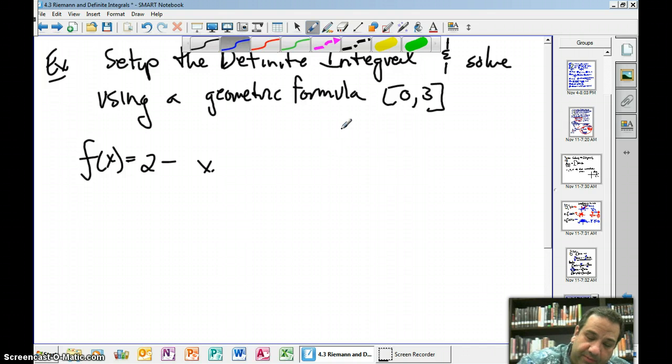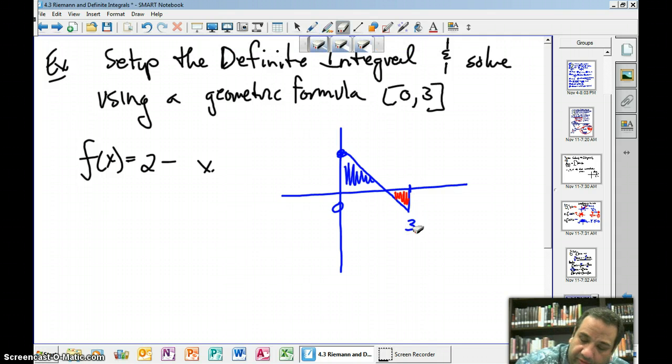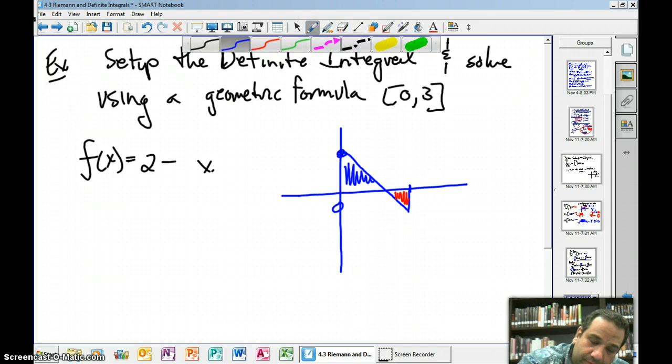So now let's graph this baby. Here we go. Here's 2. It's negative slope. So 2, 2, 3, like that. So I'm looking at this area, the blue area, and I'm also looking at the red area. And this is going from 0 to 3. Okay? I don't like where I put that 3. I'll put that 3 over there. All right, so we got 0 to 3.